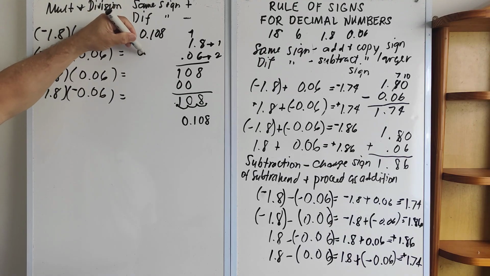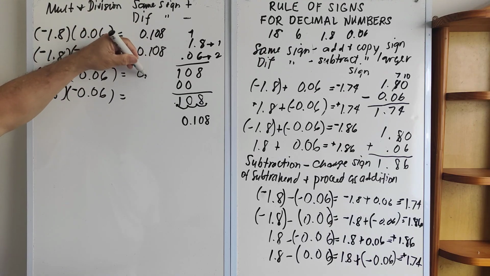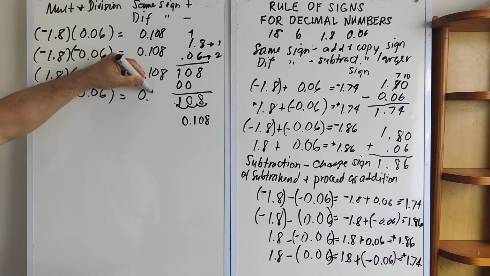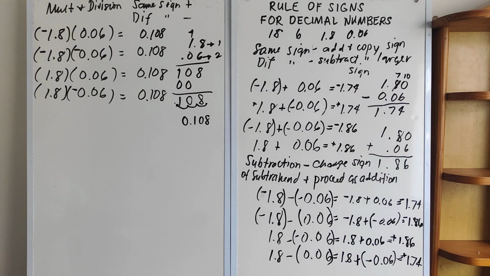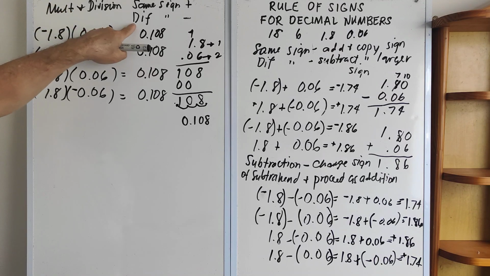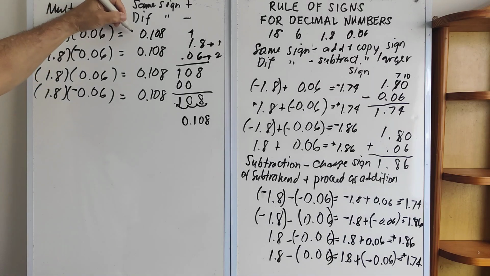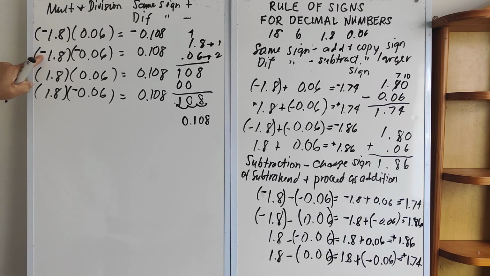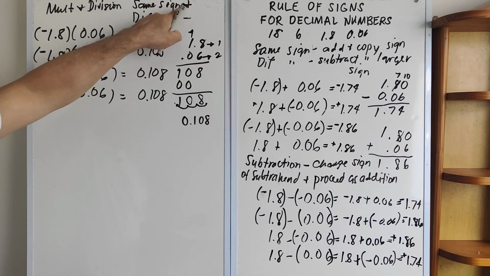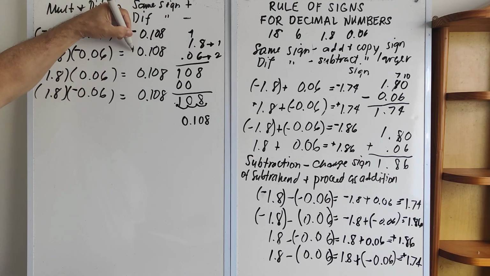0.108, 0.108, 0.108, 0.108. But the signs would be different. So in here, negative and then positive, it's different. So this will be negative. In here, negative and negative, they have the same sign. So if they have the same sign, it will be positive.